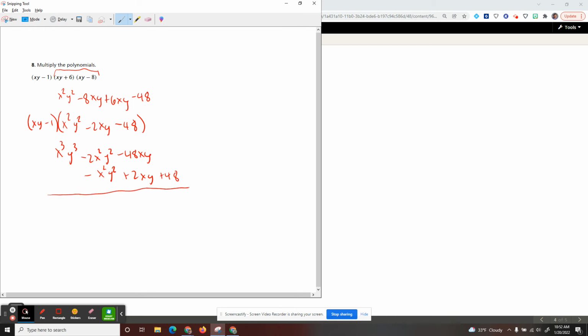We'll combine like terms. x cubed y cubed will remain the same. Negative 2x squared y squared and negative x squared y squared would be negative 3x squared y squared. Negative 48xy and 2xy would be negative 46xy. And then plus 48. And that's your answer there. Looks like we have one left.